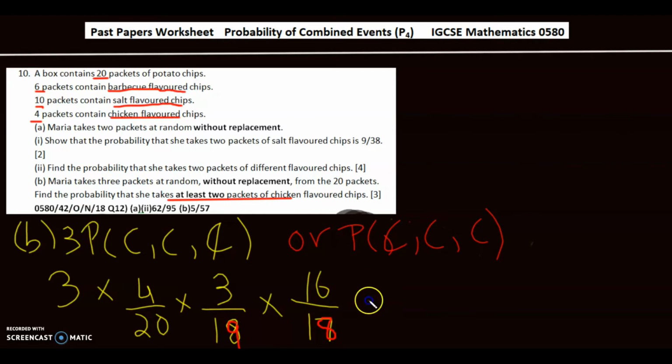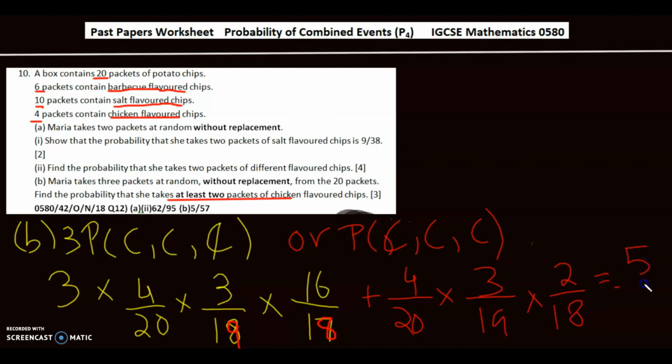So we'll do plus probability of getting chicken flavor 4 upon 20 times, very careful now, 19 and then 18 here. And 4 chicken flavored, then 3 chicken flavored, then 2 chicken flavored left. So this would now give the answer 5 upon 57.